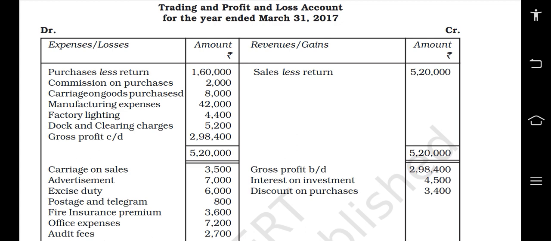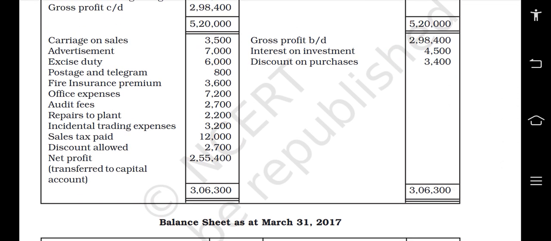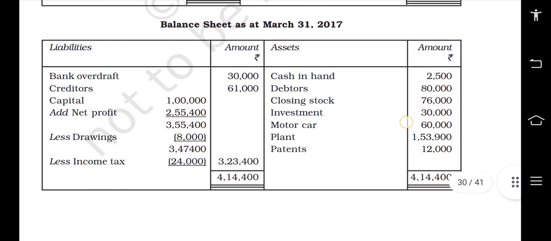Then all the other indirect expenses and incomes are written on the P&L account. See here, all the incomes and expenses written. Then again we are balancing. Then we get the net profit, and that amount is transferred to the capital account. Then the balance sheet. There are two sides in the balance sheet. One side is assets, we are writing the assets. Another side is liabilities, we are writing liabilities on the liability side. Here cash in hand, debtors, closing stock, investment, motor car, plant, patents, all these things.